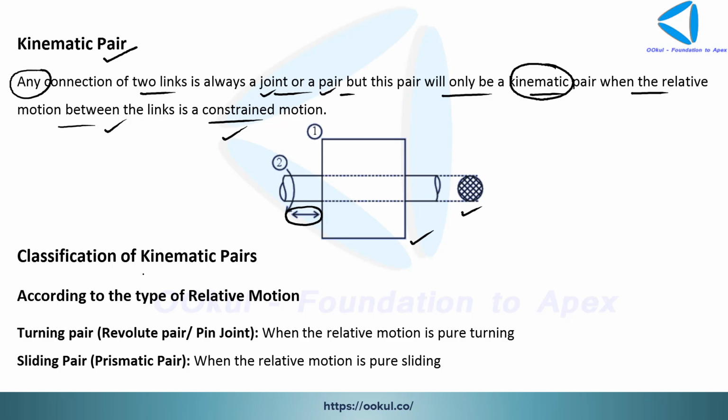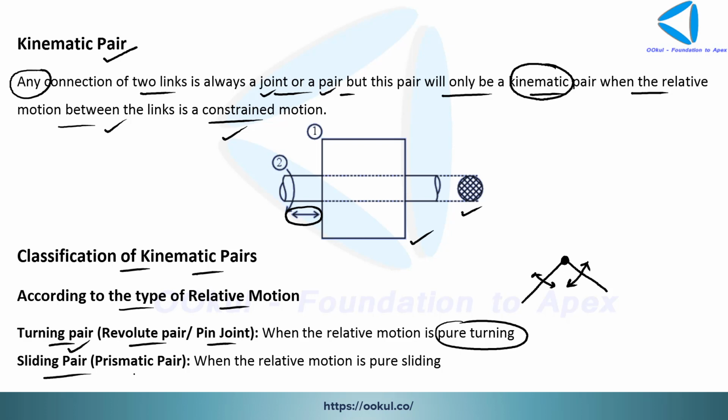Okay, now let us move on to the classification of kinematic pairs. The first way we will classify is according to the type of relative motion. First in this category is your turning pair, also called a revolute pair or a pin joint. In this the relative motion is pure turning. See, this is one link, this is another link, they are jointed by a pin joint here. These links can only do one motion, a rotational motion about this pin joint, so this becomes your turning pair.